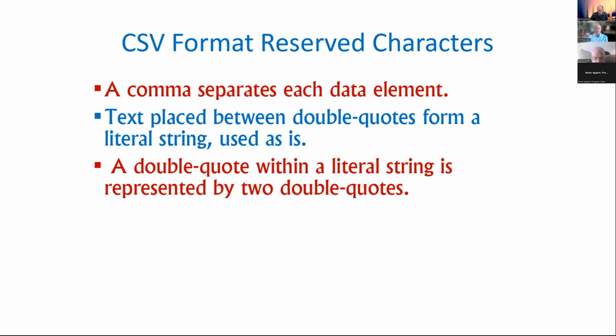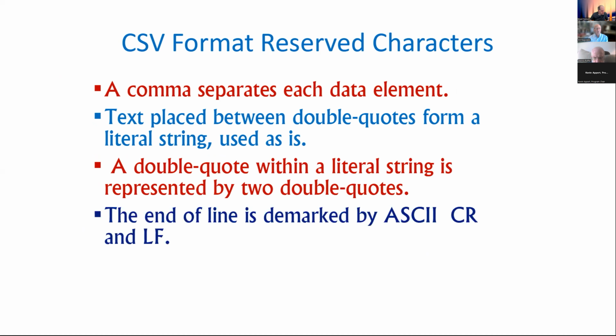So to represent a double quote within a literal string, you have two double quotes. Now we've been able to accommodate using our delimiting characters, which are commas and quotes, but with these two exceptions, they can be decoded and handled. And finally, the end of line is demarked by an ASCII CR and LF, and the end of file is end of file with nothing, no CR, no LF.